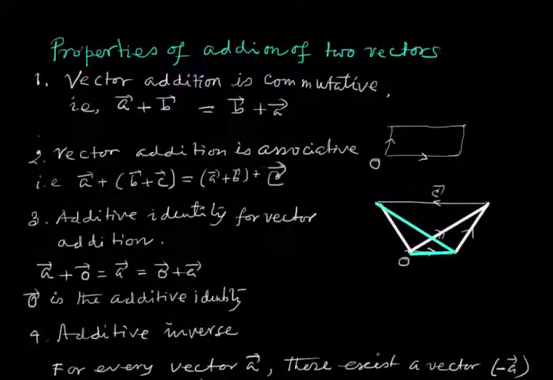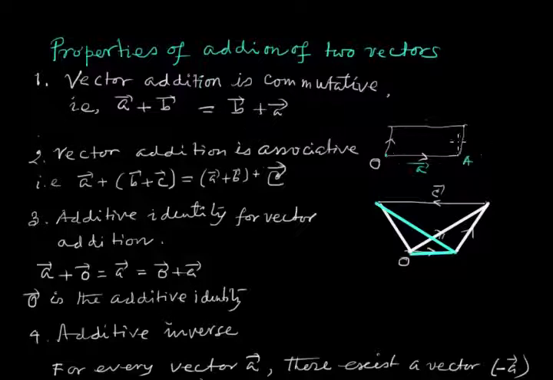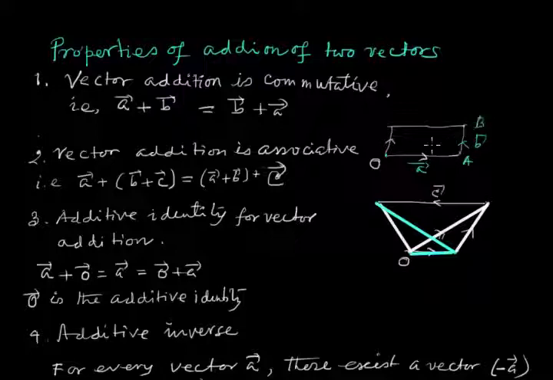Now, let's discuss some properties of addition of two vectors. First of all, vector addition is commutative. Commutative means if you add A plus B, that will be equal to B plus A. How? Look at this picture. This is O, the origin. We define a vector A from O to A, then define a vector B from A to point B. Now if you join, what you'll get? A plus B.